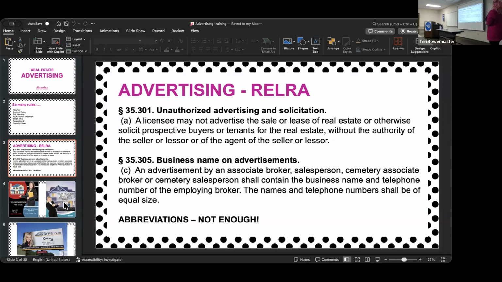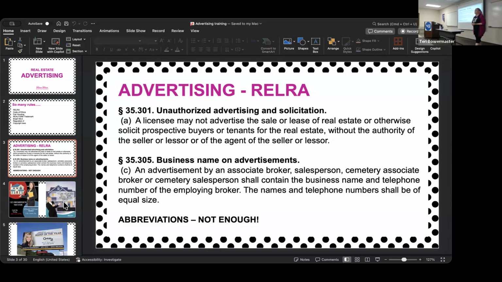We cannot advertise the sale or lease of real estate without the authority of the seller or lessor. In the code of ethics, it says without written permission, something to that effect. So that one seems obvious. We're not like the Easter Bunny. We don't go running around putting signs in people's yards overnight. But what we're talking about here is all of the sellers signing the listing agreement, right?